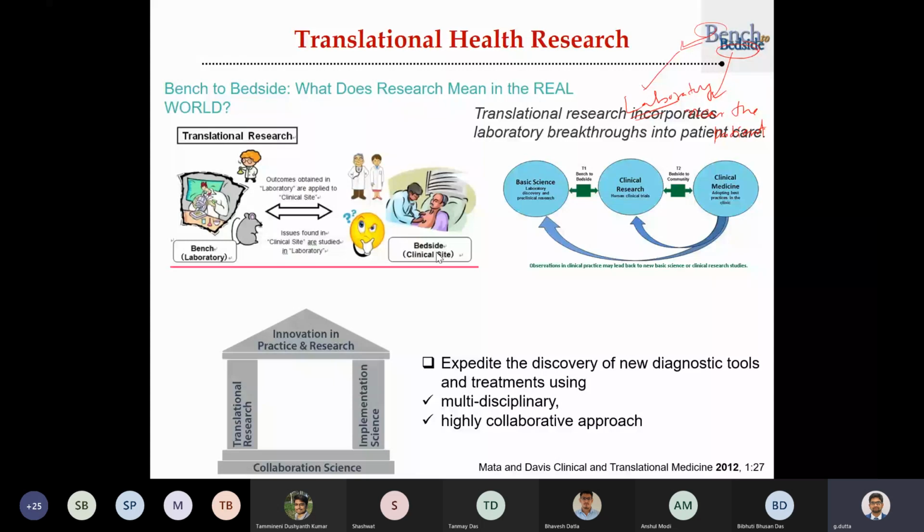Now we are waiting for vaccine. So why do we need so long a time? Although we got some vaccine, it was also very fast. Generally, it takes a long time, almost 10 years, for getting some drug or any vaccine for commercialization. Why does it take so long? Why should we face so many challenges? How can we overcome those challenges? That is what translational health research will guide you.